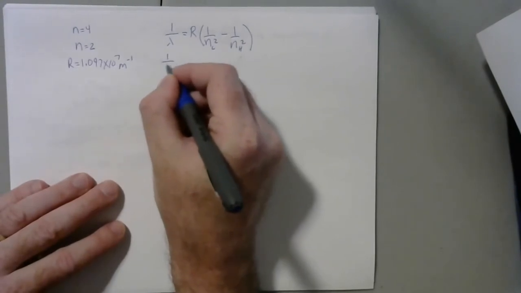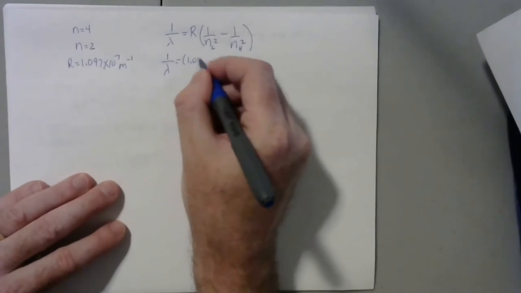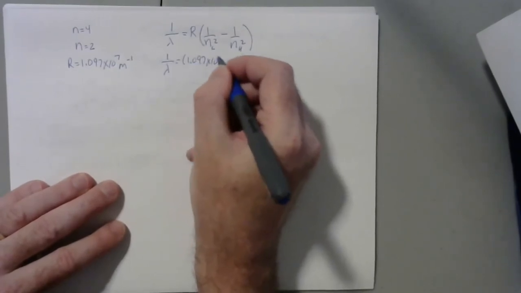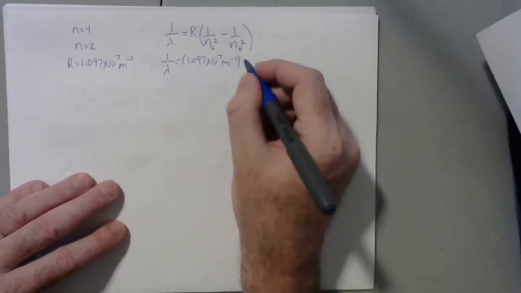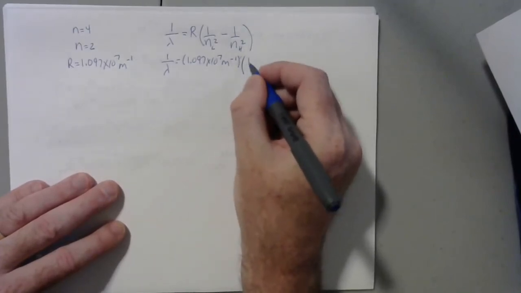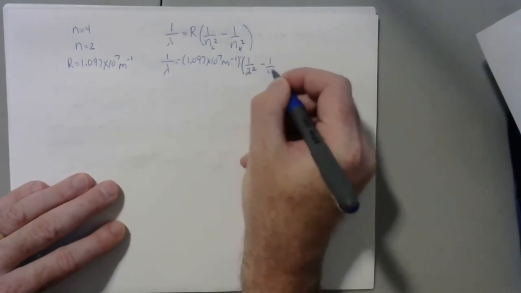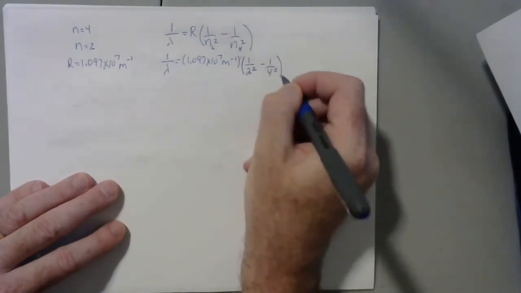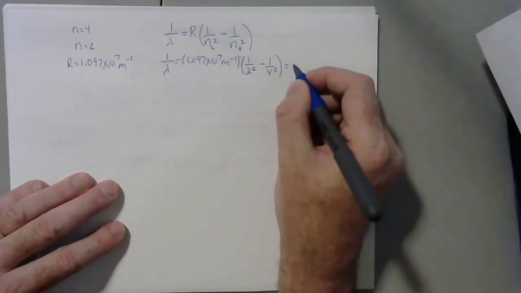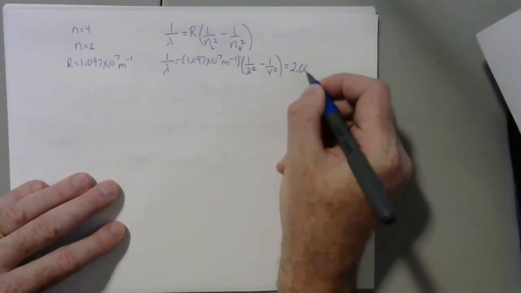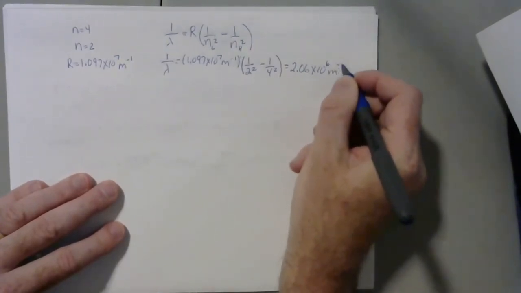So we're going to plug and chug and say 1.097 times 10 to the 7th meters to the minus 1 power. And then we're going to have 1 over 2 squared, that's the lower n, minus 1 over 4 squared, that's the other n. We run through the math, and we're going to get 1 over lambda is 2.06 times 10 to the 6th meters to the minus 1.